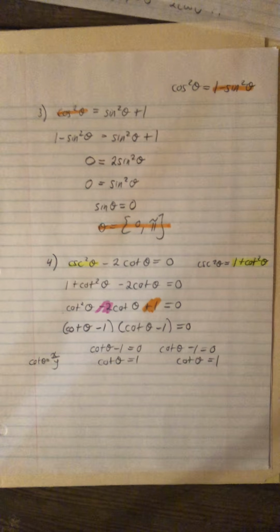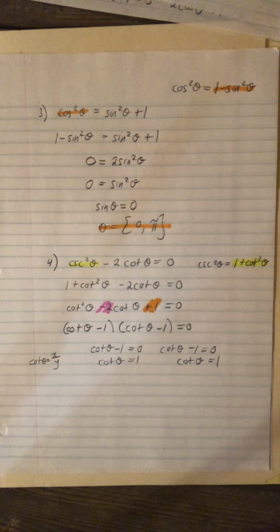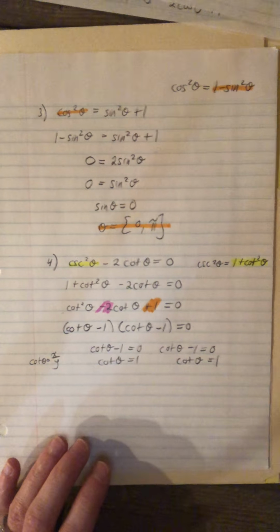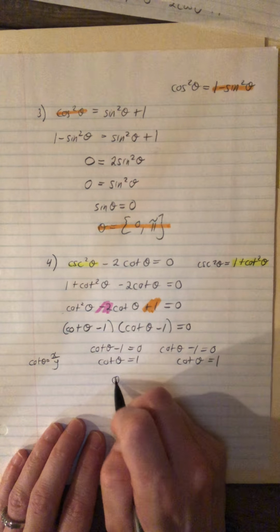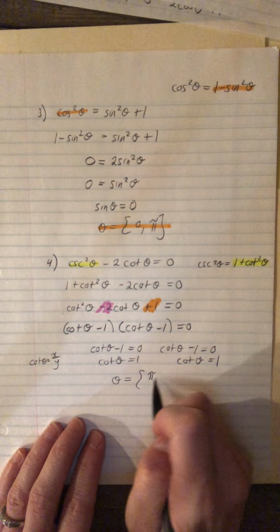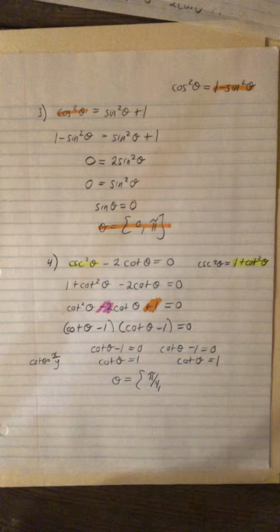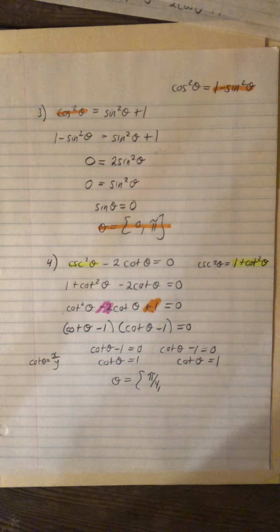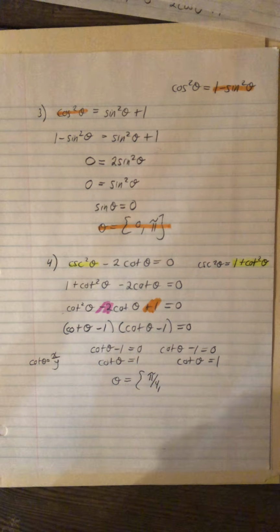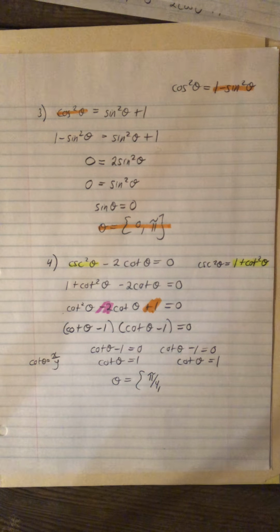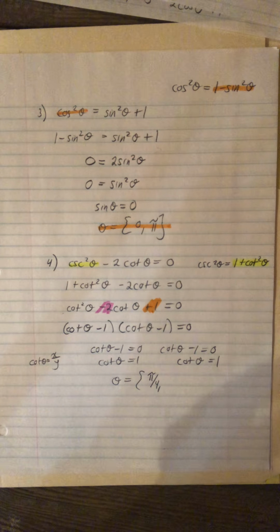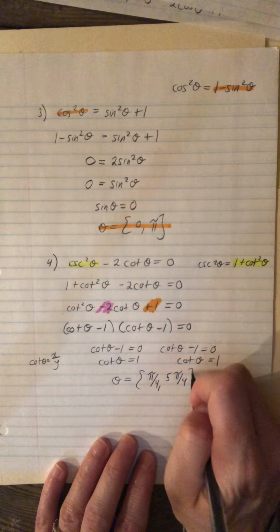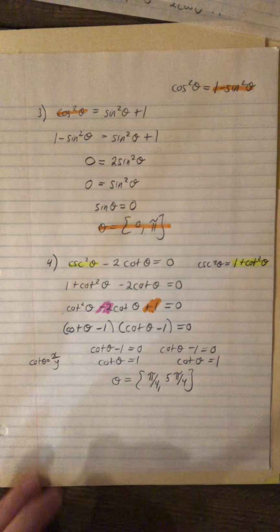Well, in quadrant 1, I know that at pi over 4, x and y are both root 2 over 2. So root 2 over 2 over root 2 over 2 would simplify to 1. So pi over 4 would be one solution. Continue around that unit circle. When you get to quadrant 3, at 5 pi over 4, you see that both x and y are negative root 2 over 2. So a negative root 2 over 2 over a negative root 2 over 2 again simplifies to 1. So these would be the 2 solutions to our trig function, the 2 times that cotangent is equivalent to 1.